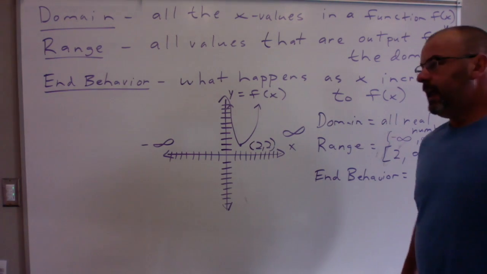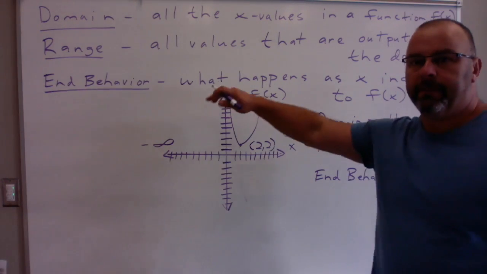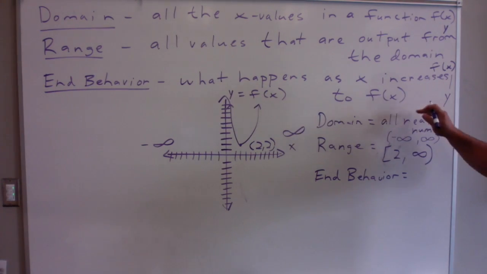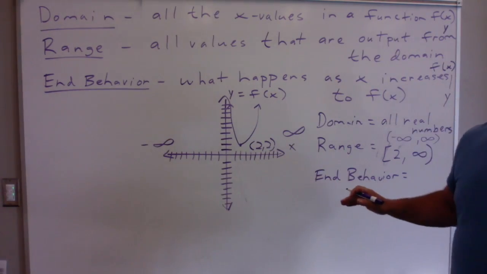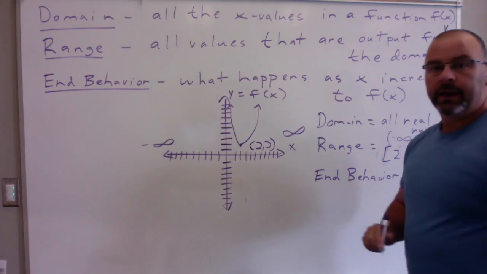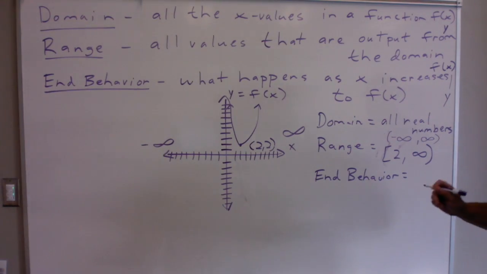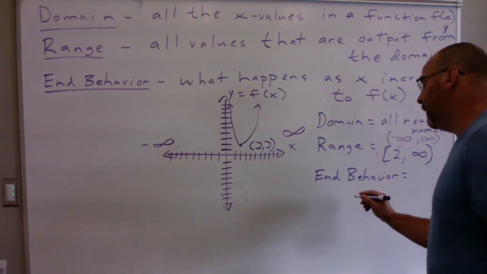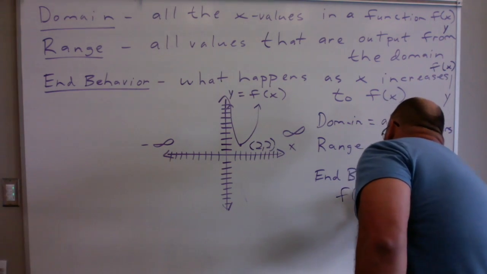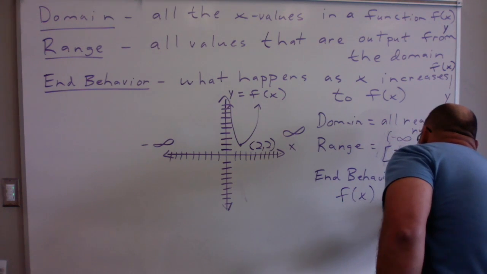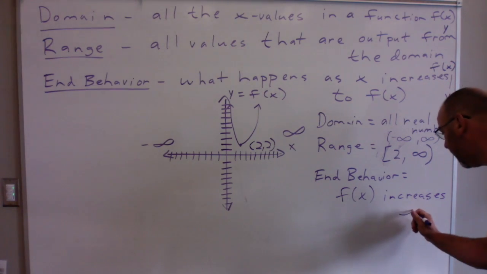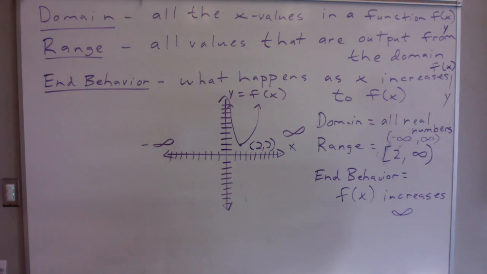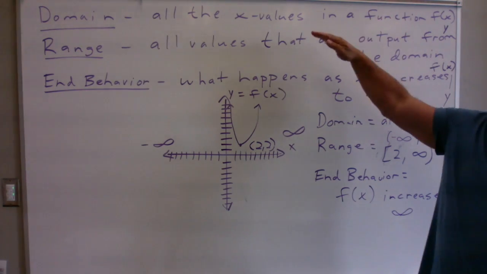Finally, what's the end behavior? Okay, and that's what happens to the function as x increases. So as x increases or decreases, what happens to f of x? Okay, it basically goes on to positive infinity. So f of x increases, okay, and it goes on to positive infinity, okay, right? So that's what we would say for looking at a graph, the domain, the range, and the end behavior.